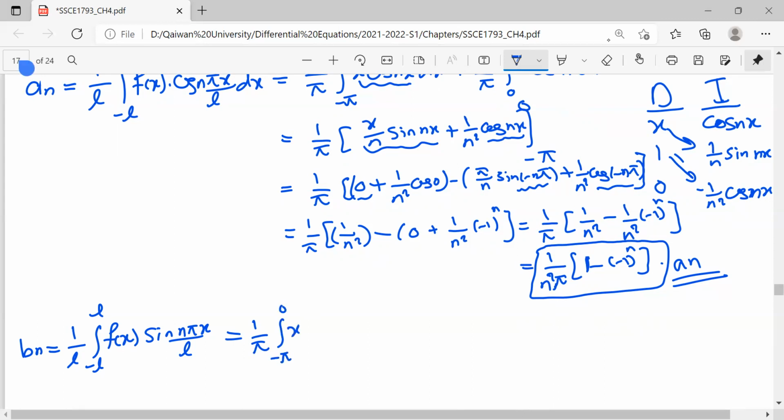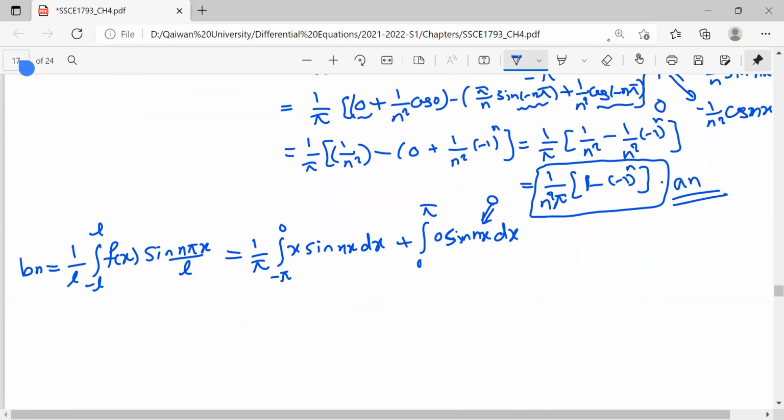F of x is x here times sine n pi x over pi is nx dx plus integration from 0 to pi for 0 times sine nx dx. This is 0. Okay, this is 0, and we only have this part. We find this integration. This equals 1 over pi times, here we use the short method for finding the integration.